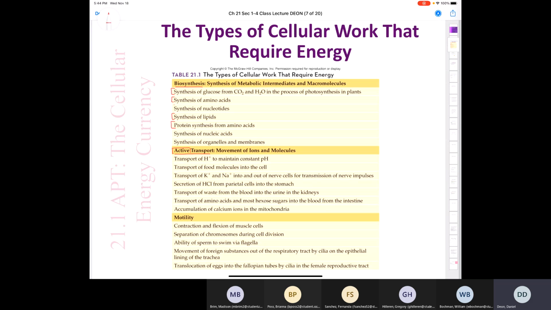Transport of food molecules into the cell. When we move carbohydrates and proteins into the cell, that requires active transport. That requires energy.